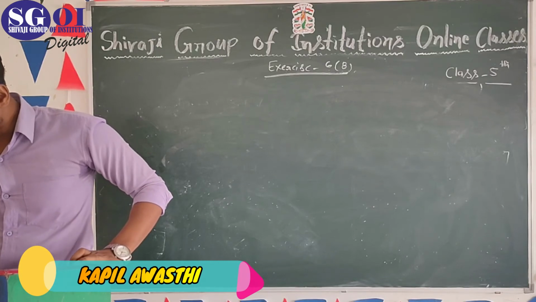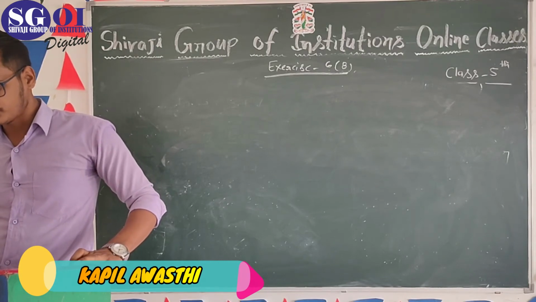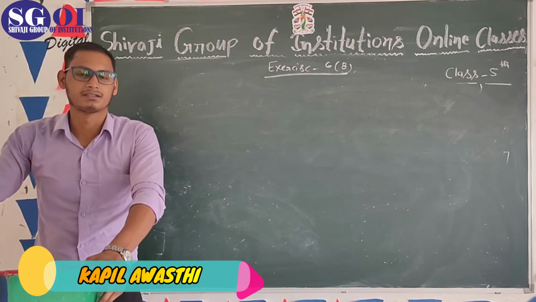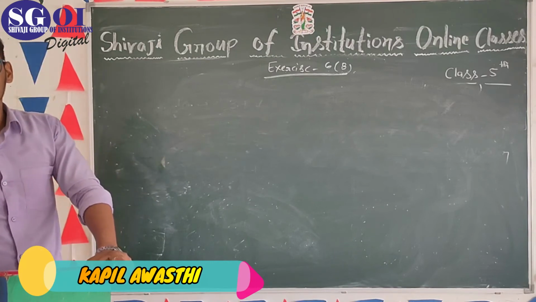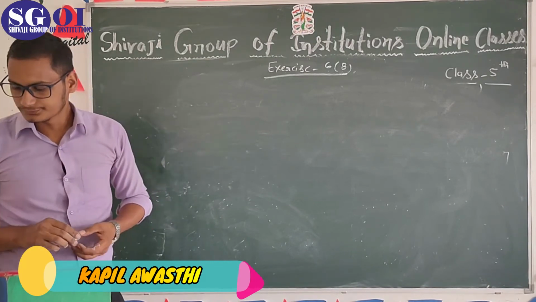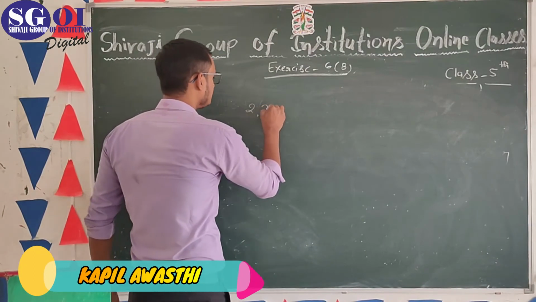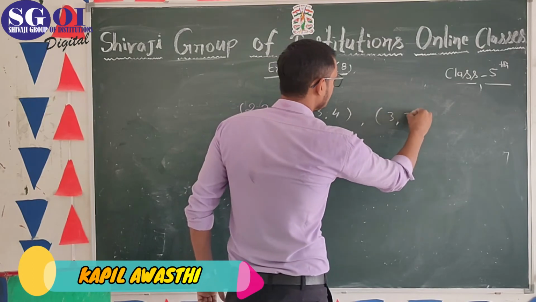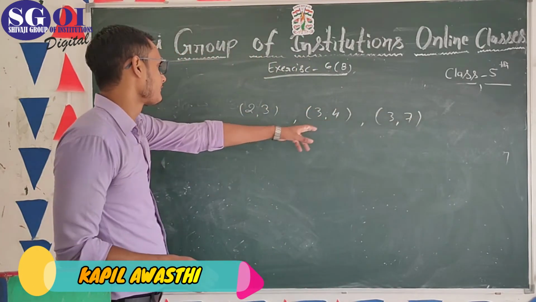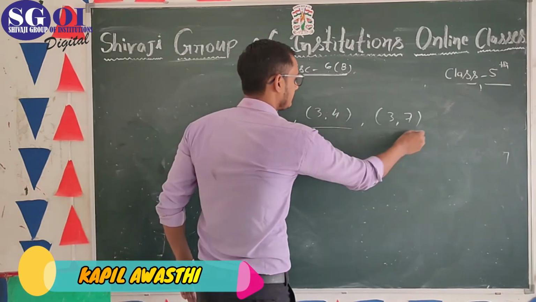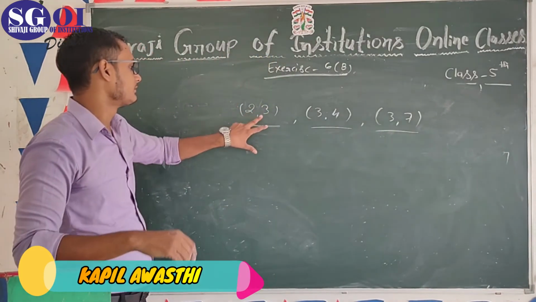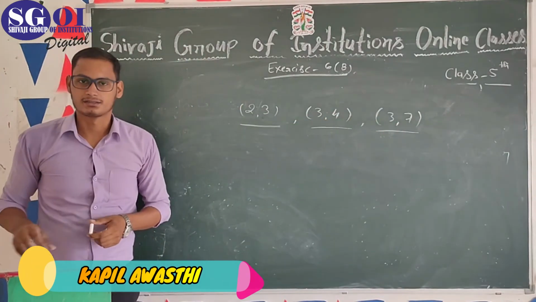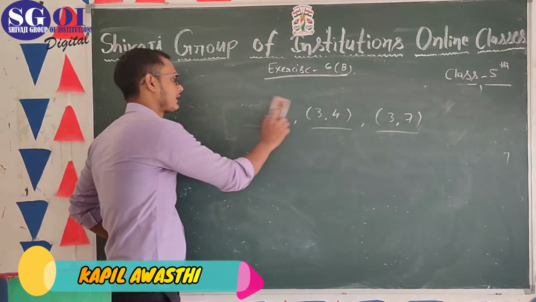Write 3 pairs of co-prime numbers. That means two numbers which have no common factor. We have to write 3 pairs of co-prime numbers. Okay, so 2 comma 3, 3 comma 4, and 3 comma 7. These are the 3 pairs of co-prime numbers, because these two numbers have no common factor. So these are co-prime numbers.